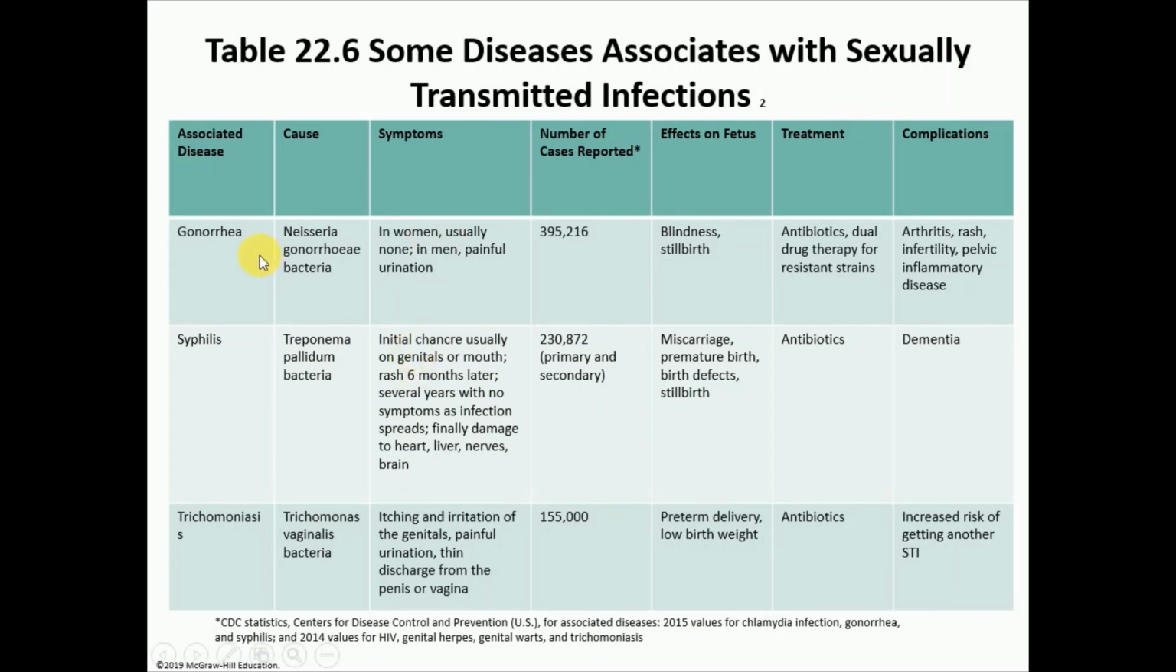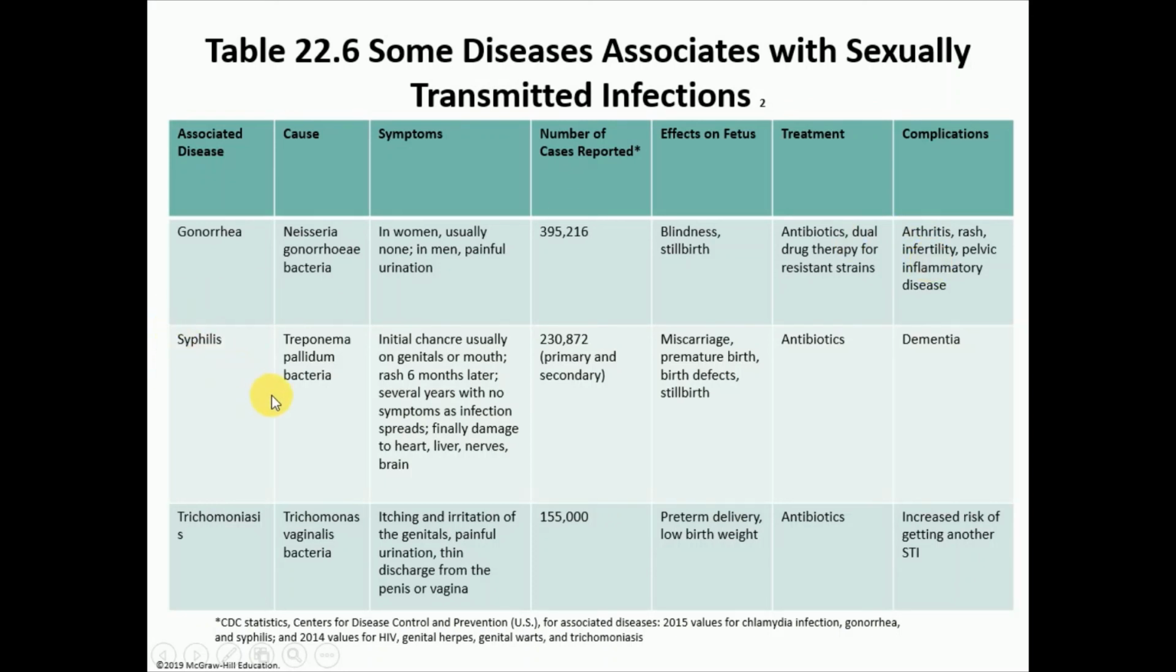Other STIs are gonorrhea. This is a bacterial infection caused by Neisseria gonorrhoeae bacteria. It leads to painful urination. On the fetus, it can lead to blindness or stillbirth, which means that the baby is dead as delivered. Treatment is by antibiotics, and gonorrhea can also lead to arthritis. It can lead to the PID and infertility.